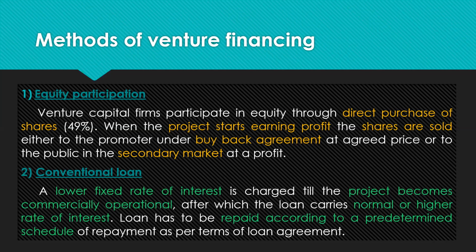Money will be lent out. In the initial years, the interest rate will be very low. When they start earning profits, the interest rate will be increased and normal interest rates or higher interest rates will be collected, and the loan will be repaid as per the loan agreement. So they are not purchasing the shares or involving in the daily functioning of the company. They are just lending out funds and then they will be repaid when the company starts earning profit. So this is the second method, which is the conventional loan.